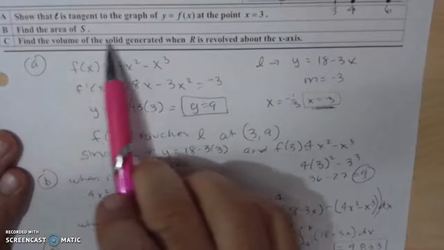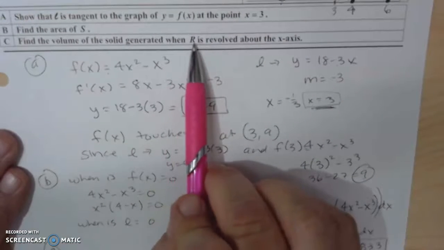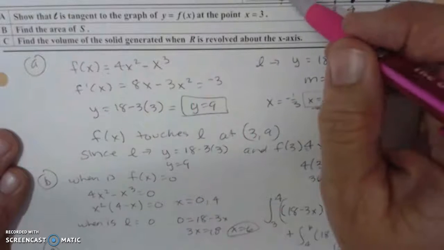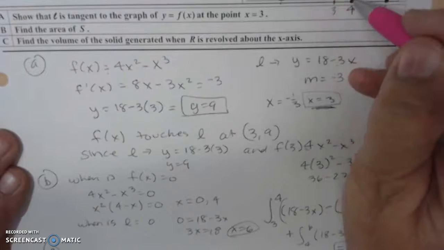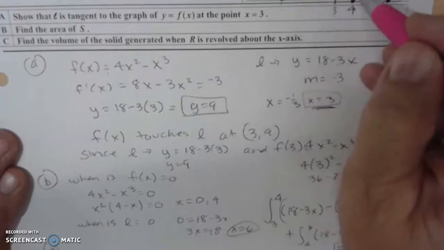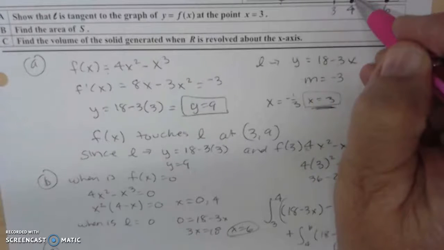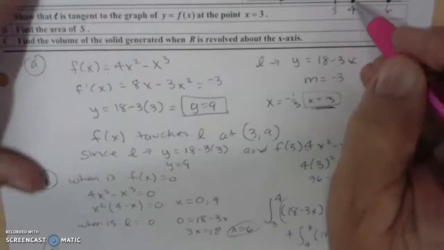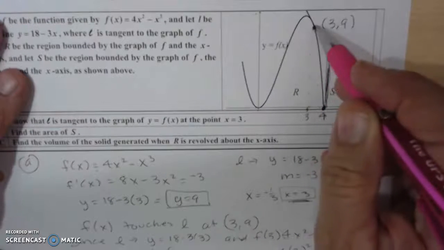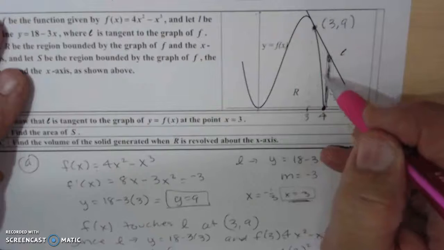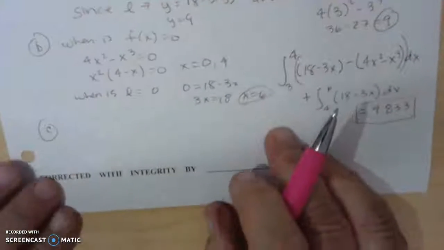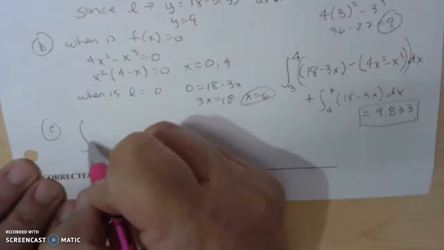says, find the volume of the solid generated when R goes around the x-axis. So now I only care about this one function right here. I don't have to use L at all. I just want to go from 0 to 4, because I just care about this function right here. I don't need the L. So I'm going to go from 0 to 4.